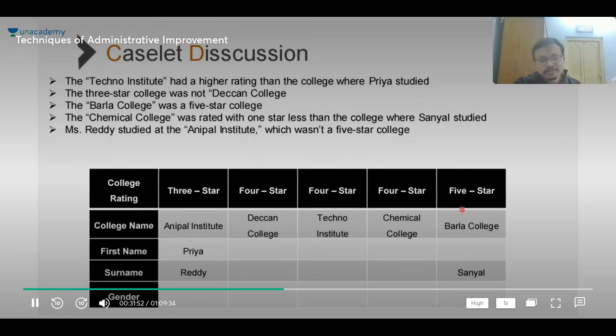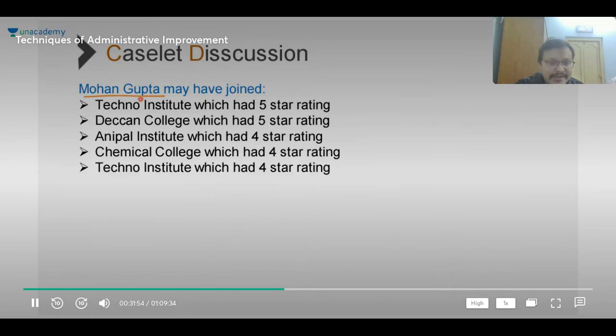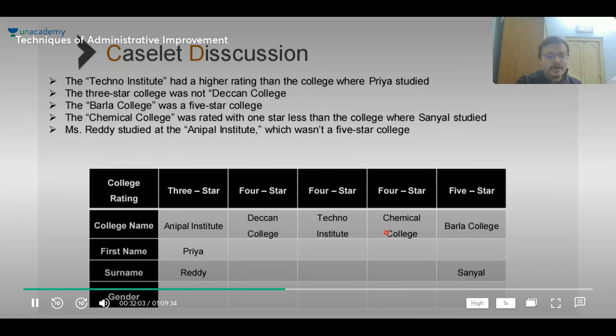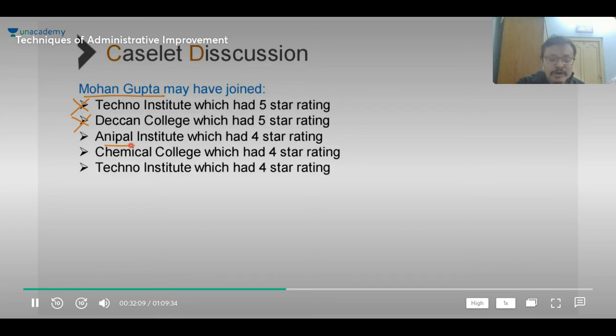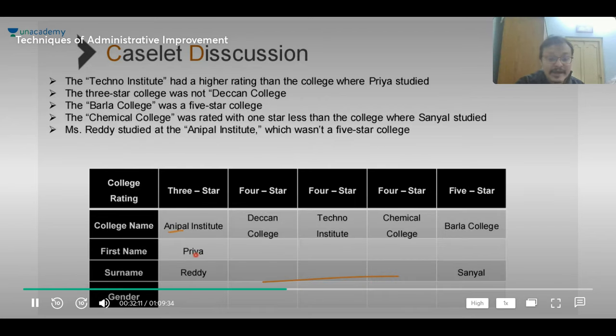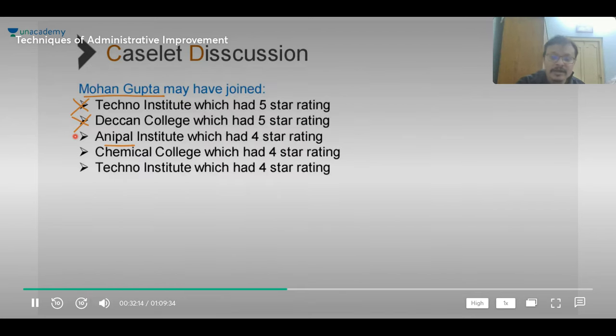Eliminate the 5-star college options, since Swati Sanyal is already known. So Mohan Gupta must have joined one of these 4-star colleges, but we do not know which. One thing we know, though, is that Anipal is Priya, something we got from another question. So now we are down to just 2 options: Mohan Gupta is either chemical or techno.